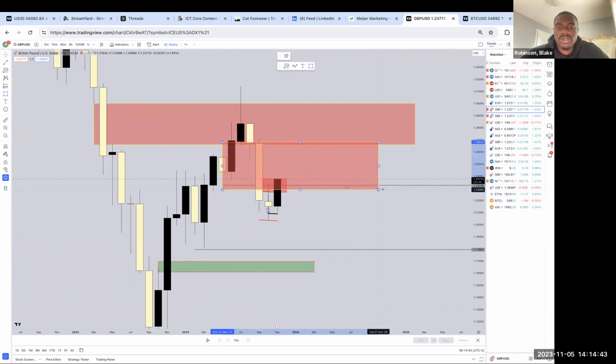I haven't really talked about breakers a lot. I will probably eventually, but it's just another form of entries, similar to fair value gaps. But this would be your breakers. This would be an entry, an entry going short.